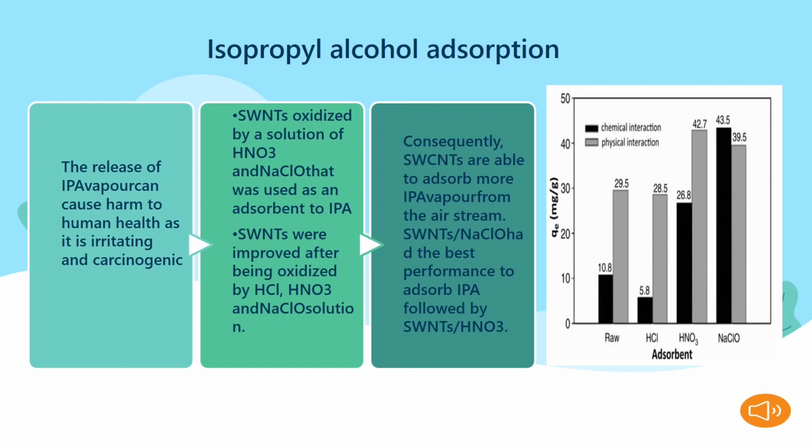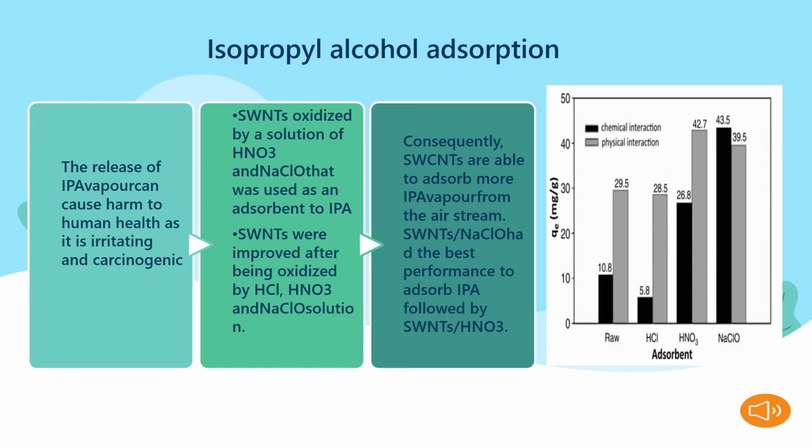So its removal is done by single wall nanotubes, which are oxidized by solutions of nitric acid, sodium hypochlorite and hydrochloric acid. Single wall nanotubes were improved after being oxidized by HCl, HNO3 and NaClO because oxidation reduces the pore size of the adsorbent and also increases its surface area. Consequently, single walled carbon nanotubes are able to adsorb more isopropyl alcohol from the air stream. Oxidation by sodium hypochlorite had the best performance to adsorb isopropyl alcohol, followed by nitric acid and HCl.